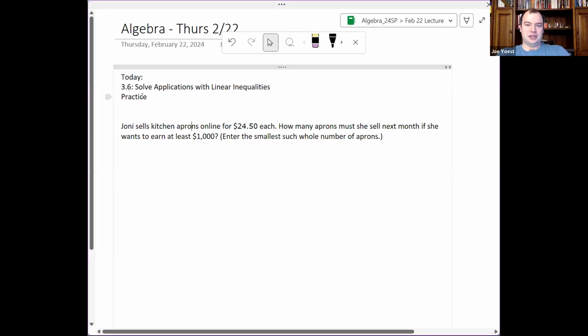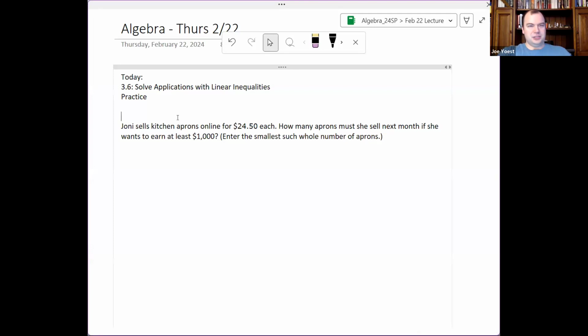All right, so that's the idea of the practice. And let's get started on 3.6, solving applications with linear inequalities. So we've done several sections now solving applications that are in some way related to a linear equation. With the linear inequality, it's going to be somewhat of a similar feel.